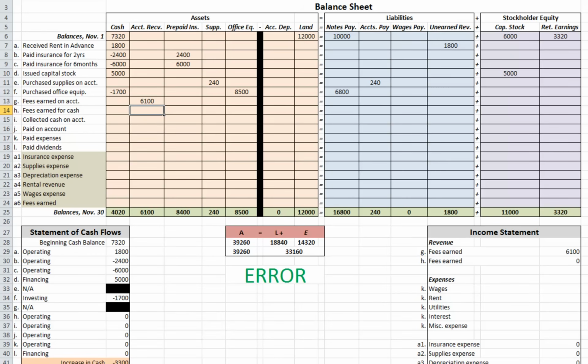Now, of course, we have to balance out our balance sheet, so where does this go on the right-hand side of our equation? Well, it's not a liability, because actually Dr. Landry is the one who's owed here, but remember, it's revenue. So it goes under our earnings, our retained earnings of $6,100.